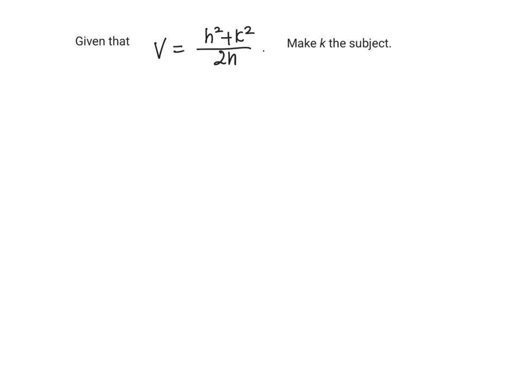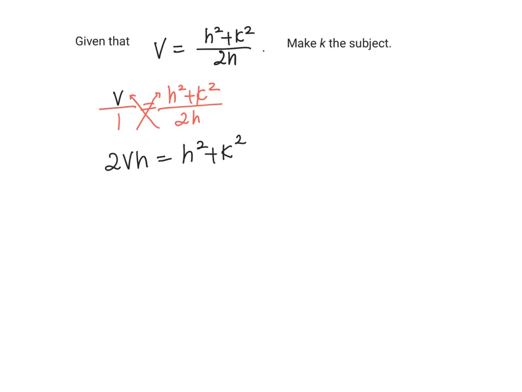Given the following, make k the subject. First of all, we have a fraction over here. So this will be v over 1 and h squared plus k squared over 2h. We will try to get rid of the fraction by doing cross multiplication. So I'll get 2vh, and this will be h squared plus k squared. Remember, I want to make k my subject, so I don't have k on its own yet.